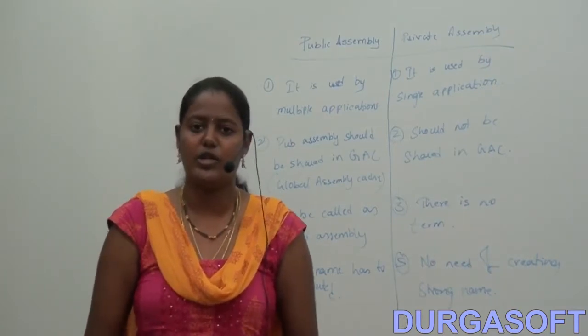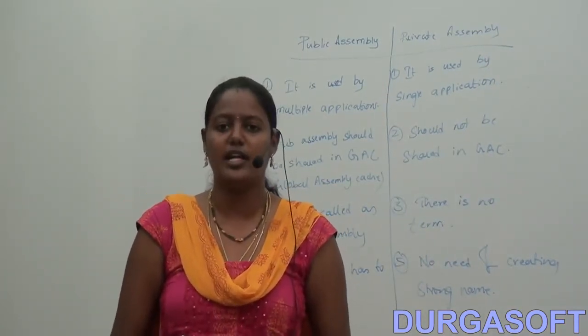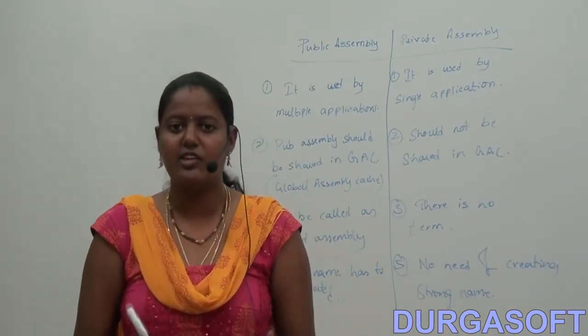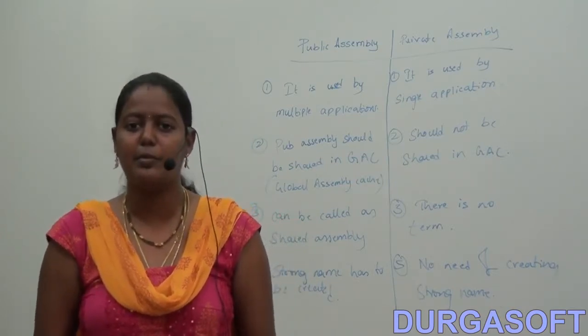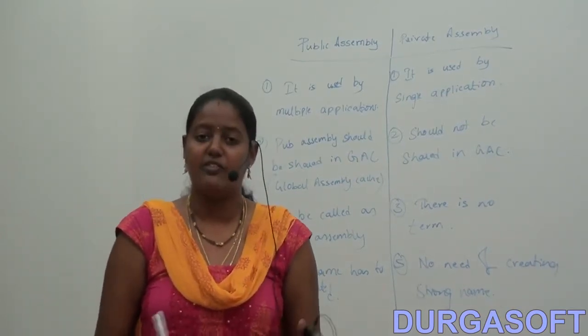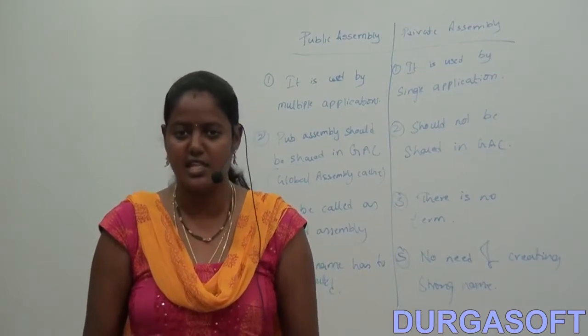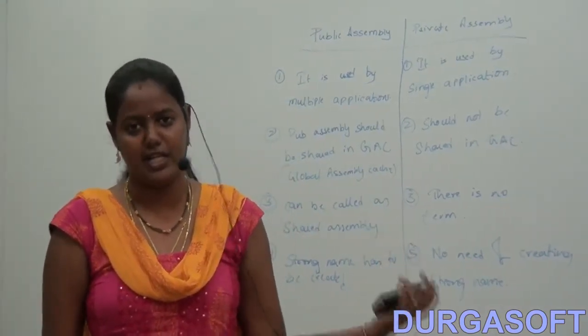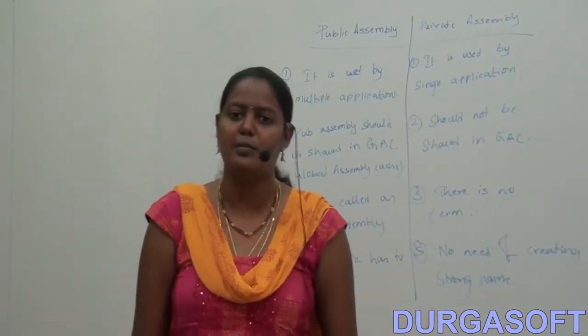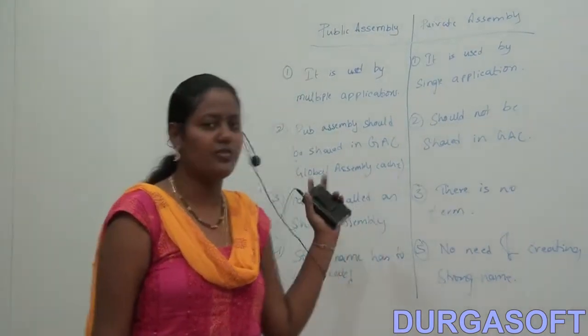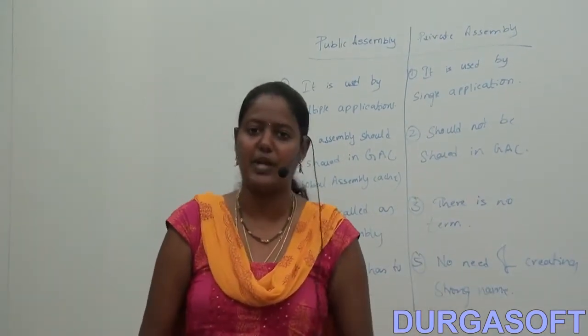By default, when you create an assembly, we call it a private assembly only. The default creation of assembly is nothing but a private assembly. If you place it in GAC, then only we call it a public assembly. By default, all assemblies are private assemblies. So these are the differences between public assembly and private assembly.